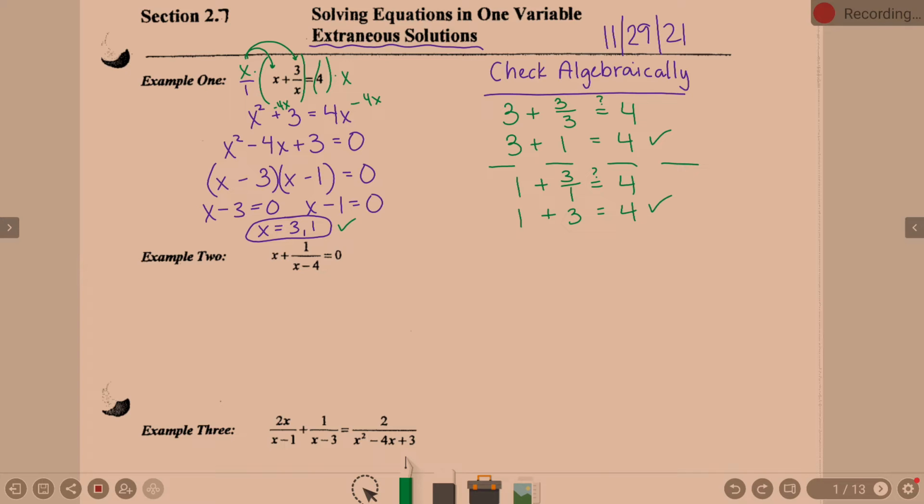Okay. Questions before we move forward to 2? Okay. Let's move forward to example 2 then. x plus 1 over x minus 4 equals 0. Thoughts on how to solve?